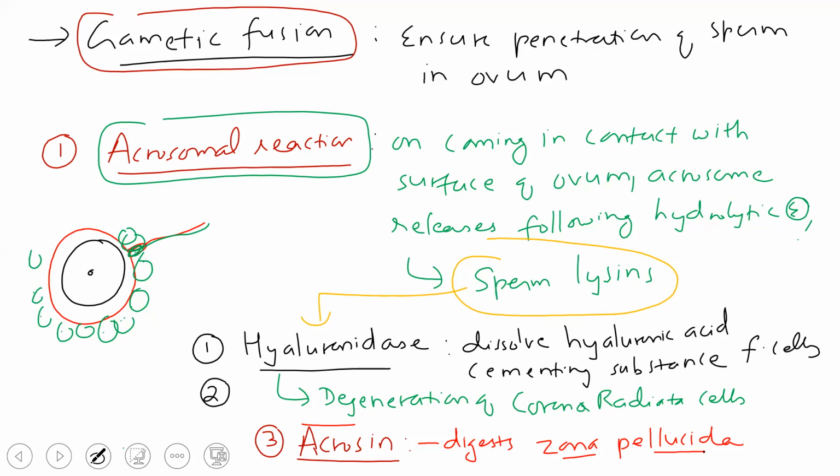So now what will happen? The zona pellucida will be digested. This red one will target the zona pellucida. This was to target the corona radiata. This is for the ZP. Now what will happen? The sperm can reach the cell membrane. The cell membrane is still remaining. So now what will happen? The sperm can reach the cell membrane.